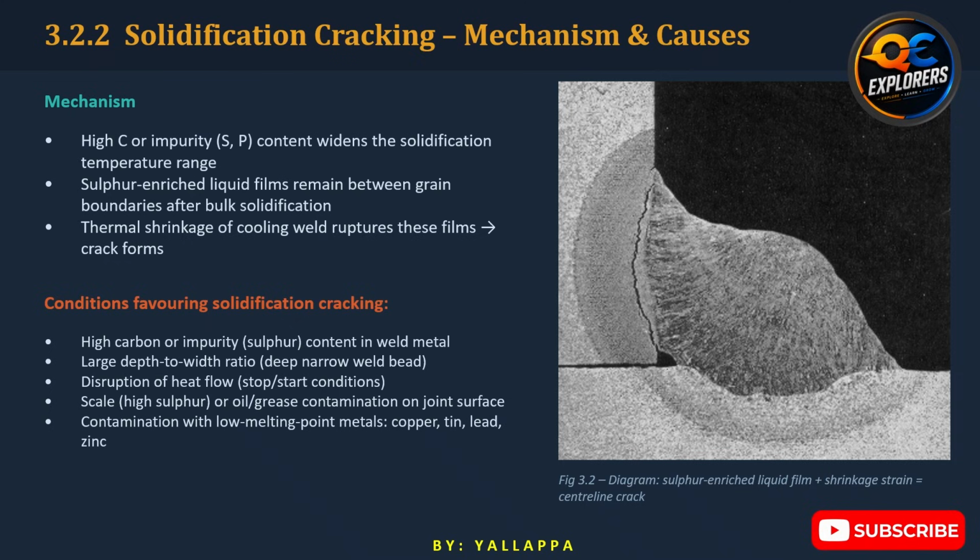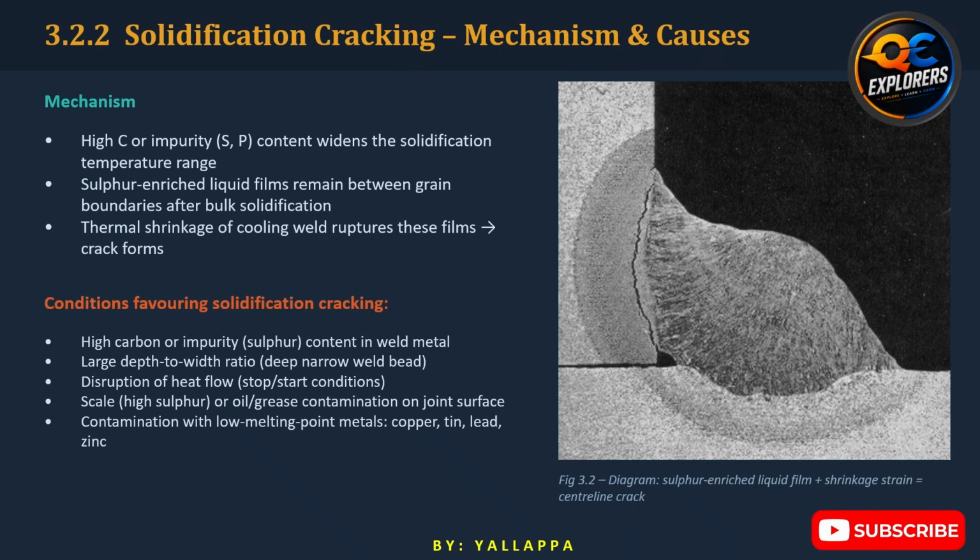Weld geometry is also important. A deep, narrow weld bead creates conditions that can increase the risk of centerline cracking. The presentation specifically highlights the depth-to-width ratio as an important consideration. Surface contamination can also contribute. Scale, rust, oil and grease should never be treated as harmless contamination. They can introduce elements or gases that adversely affect weld metal chemistry. Low melting point metal contamination, including copper, tin, lead or zinc, can also create serious problems.